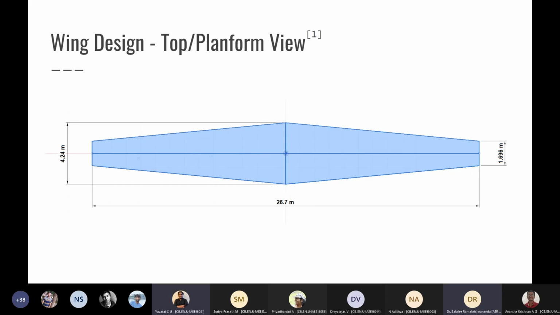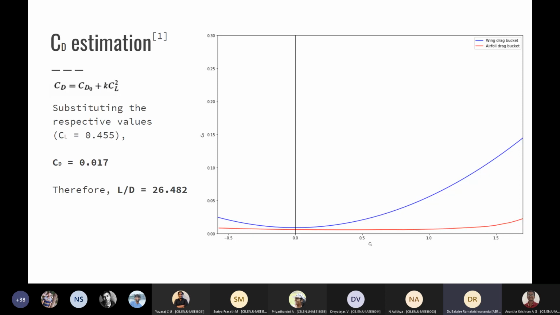Sir, we found it now, sir. Where do you find it? Just now we estimated it, sir, in the last PPT. Correct. So, yeah, we get CD naught plus K CL square. So correct. Yeah. Okay.